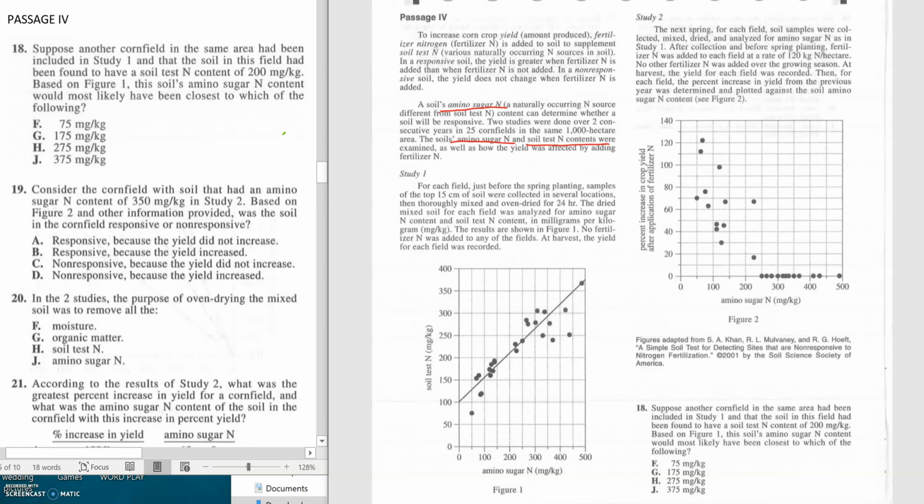Question 18. Suppose another cornfield in the same area had been included in study 1. So that's going to be our first step, find study 1. And that the soil in this field had been found to have a soil test N content of 200 milligrams per kilogram. That's going to be step 2, find that. Based on figure 1, that's part of step 1. This soil's amino sugar N content would most likely have been closest to which? So this is step 3, find out what the value is at 200 milligrams. Simple steps 1, 2, and 3.